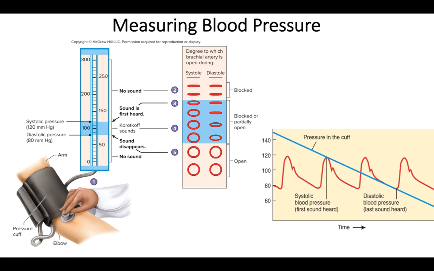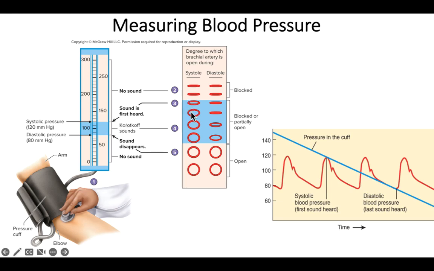As you release the pressure, the pressure starts to drop, drop, drop. The moment the pressure in the cuff equals the highest pressure in the artery, that artery is going to start to open up. So notice now we've got a little bit of opening in that artery. And you're going to start to hear the blood squirting through that artery, basically a swishing sound. That sound is called the Korotkoff sounds. So you'll hear the blood swishing through that artery.